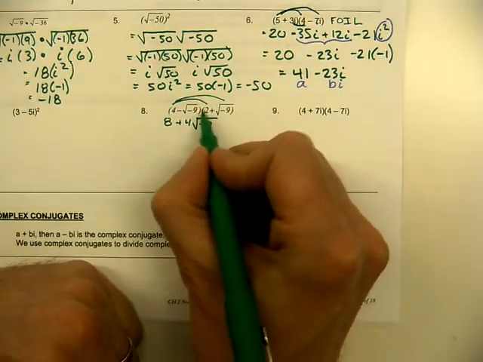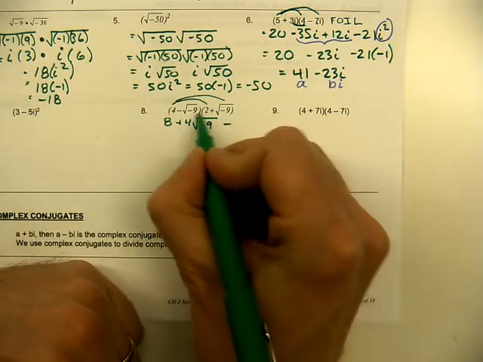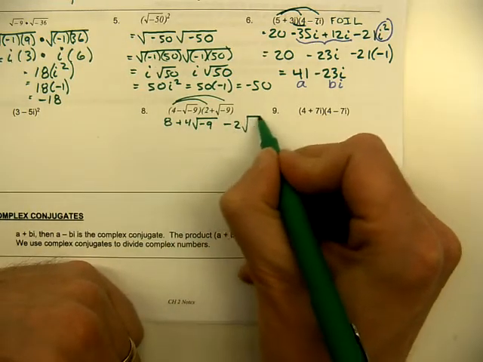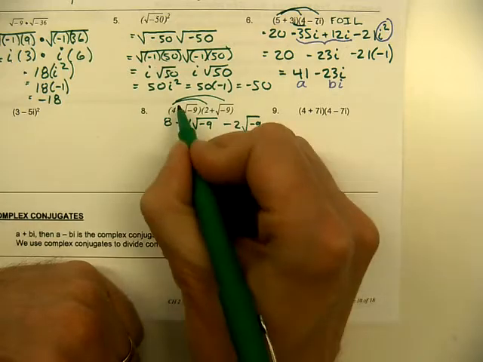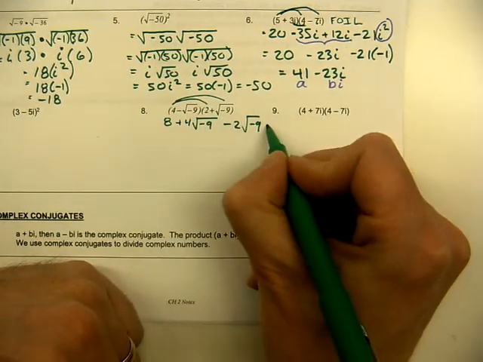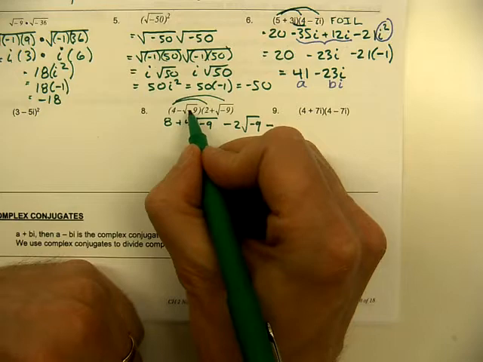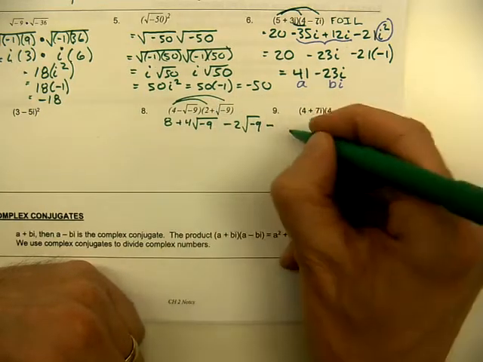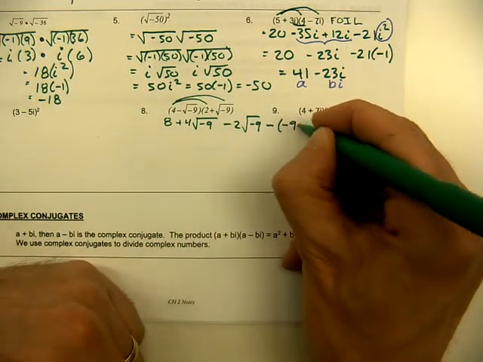On the inside terms, we have a positive times a negative. We'll have a coefficient of 2 in front of that root -9. And then last times last, negative times a positive, it's a negative. And root -9 times root -9 is -9.